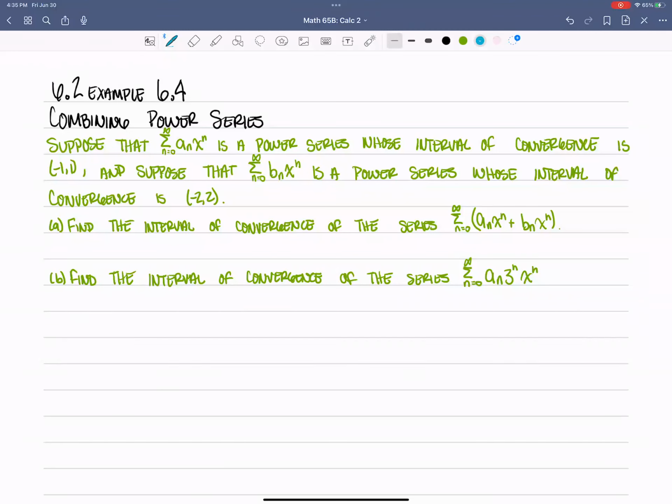Section 6.2, example 4, combining power series. Suppose that A sub n is a power series whose interval of convergence is from -1 to 1, and suppose that B sub n is a power series whose interval of convergence is between -2 and 2. For part A, find the interval of convergence of the series A sub n plus B sub n.